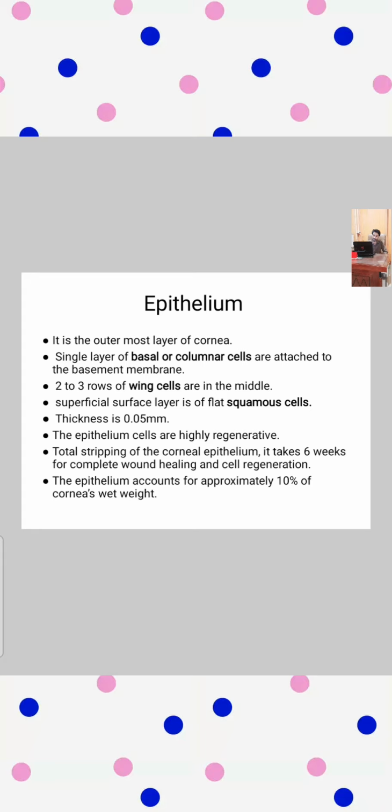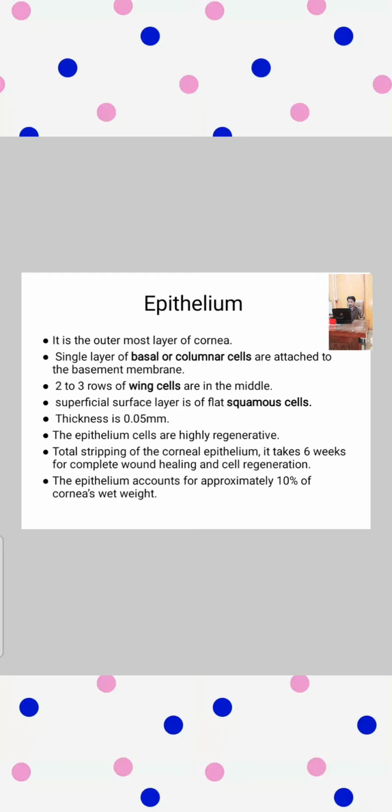Now we will discuss each layer one by one. The first one is the epithelium. Epithelium is the outermost layer of the cornea. A single layer of basal or columnar cells is attached to the basement membrane. Two to three rows of wing cells are in the middle. The superficial surface layer is of flat squamous cells. Thickness is 0.05 mm, and the epithelium is highly regenerative.